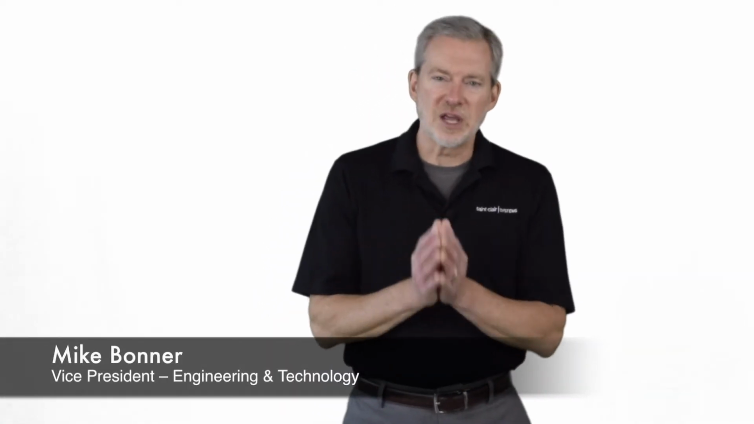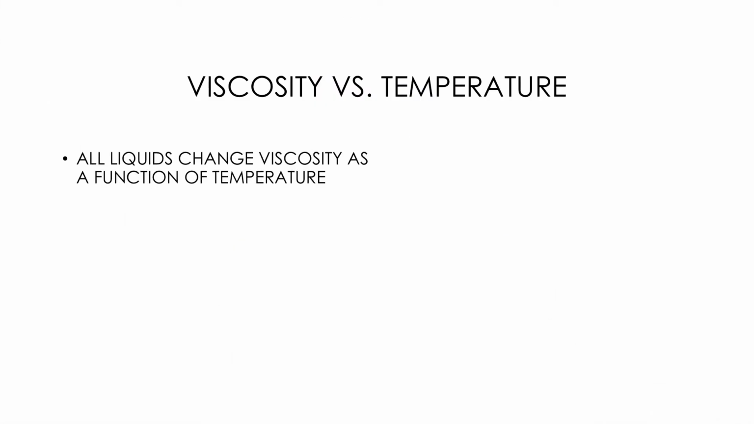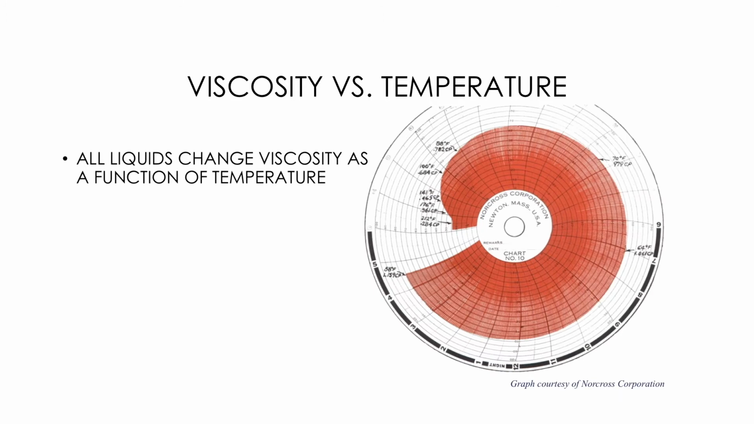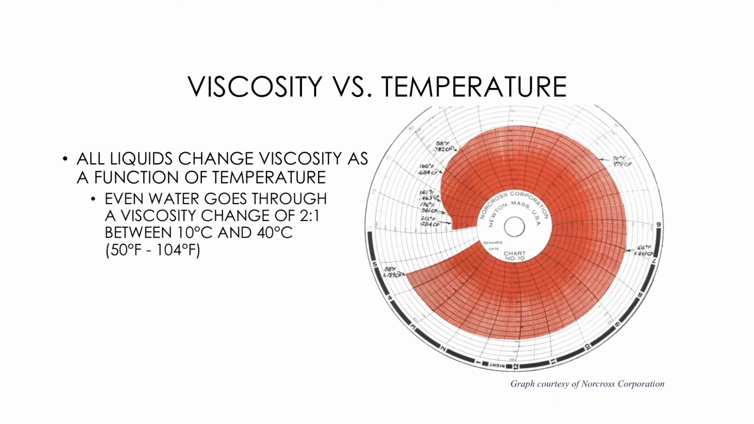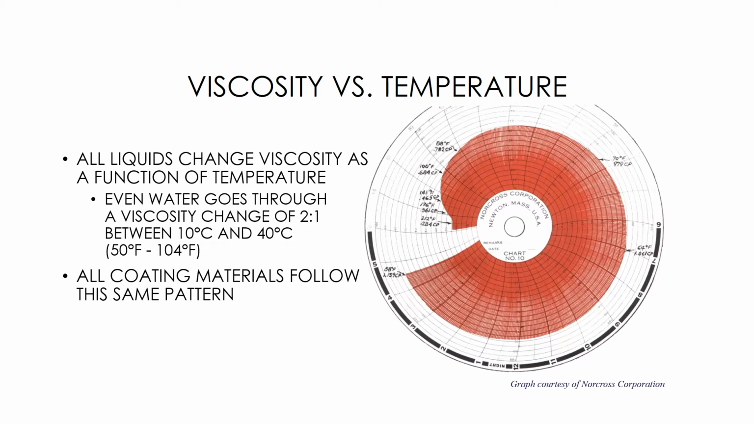Let's talk about the foundation, the fundamentals that form the science behind modern temperature control. It's all about viscosity. All liquids change viscosity as a function of temperature. As we can see from this old graph, water changes viscosity by a factor of 2 to 1 from 10 to 40 degrees C. Now, we don't think about a cup of coffee as being thinner than a glass of ice water, but it is. All coating materials follow this same pattern.